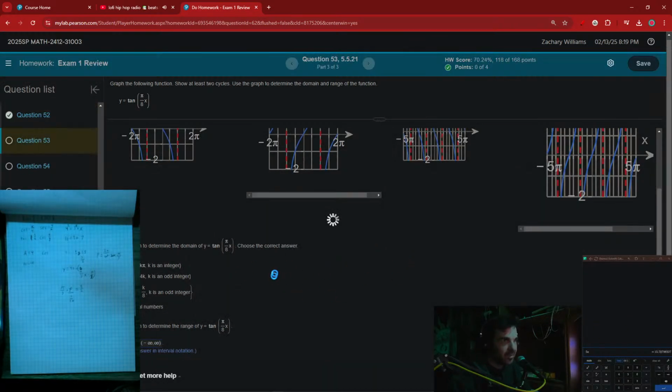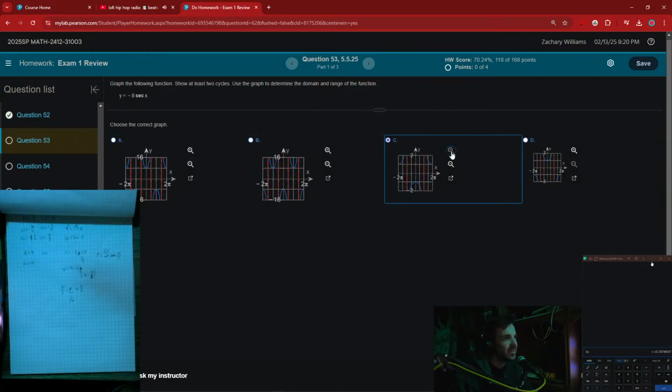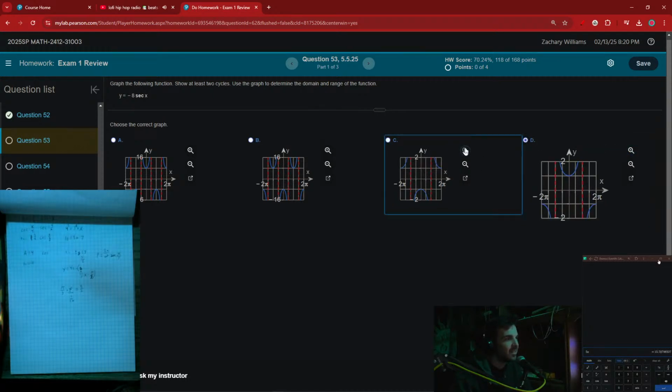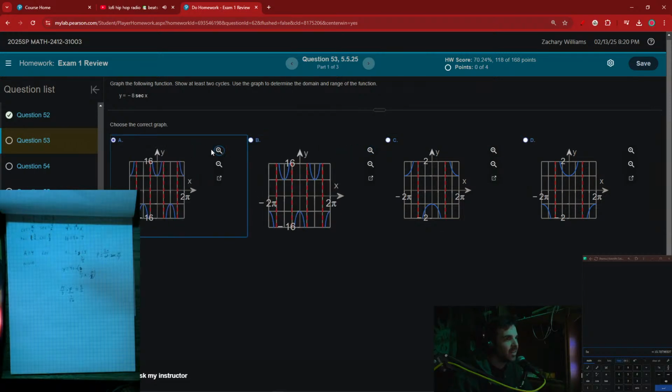Sweet. 10 more questions. Alright, secant graphs. This one's supposed to know too. Secant goes to the origin because it's the inverse cosine. Not the origin, but like it goes through the y-axis because cosine also has its min and max on the y-axis, allegedly.